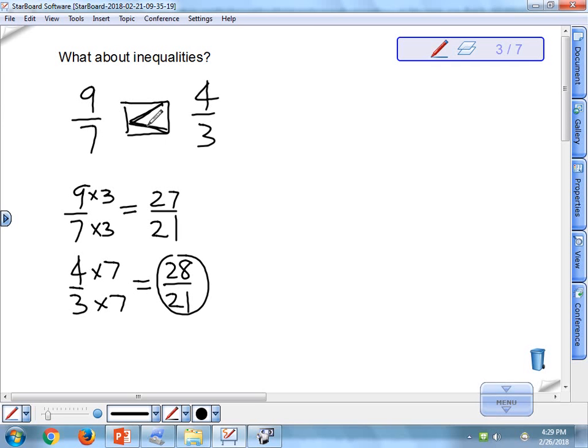So now we have a way of being able to tell whether any pair of fractions, which of any pair of fractions is larger than or smaller than, or if they're even equal to one another, we have a way of being able to do that.